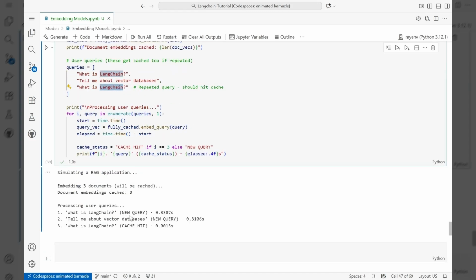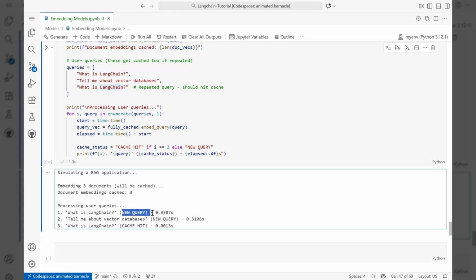same, right? So that's why when I'm processing these queries, you can see here, the first query took 0.330 seconds, the second query is a new query, that's why it took 0.31 seconds, but the third query, what is LangChain? It is the same as the first query. That's why the cache got hit and it is taking only 0.0013 seconds. Okay. So it means the documents are embedded once and cached forever until they are changed. And common queries are also getting cached and used.